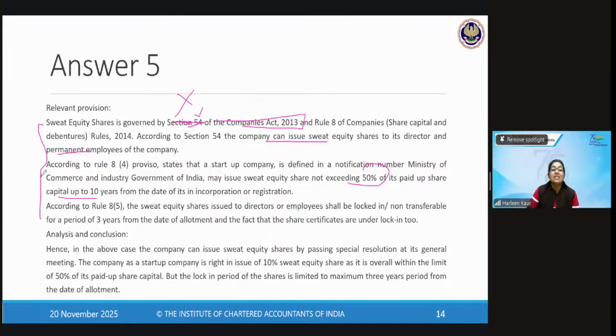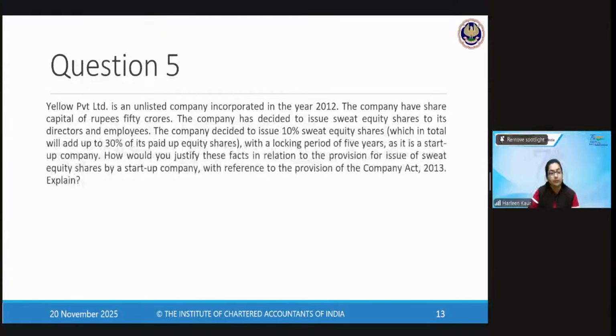After you have given these provisions, you do your analysis and conclusion. The company can issue sweat equity by passing a special resolution. If it is a startup, it is right in issuing 10% as the overall limit is within the limit of 50%. But the lock-in period is a maximum of 3 years from the date of allotment. What has been given to you there? 5 years. So you will state that the maximum lock-in period is 3 years. Is it clear to everyone? Any doubt in sweat equity shares?